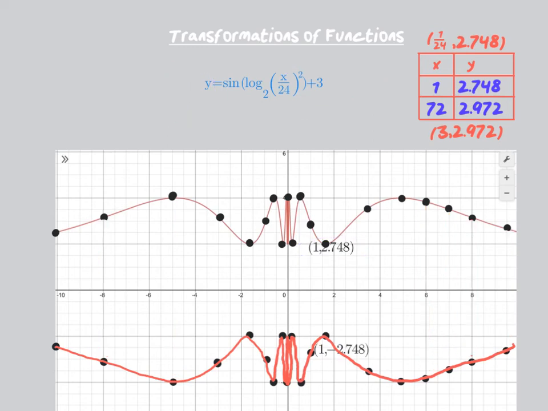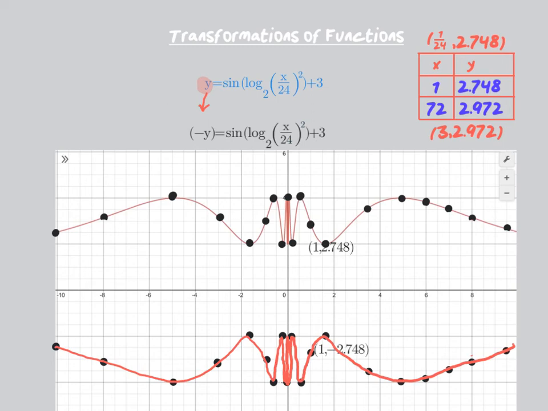Well, congratulations if you figured it out. You just have to replace the y with negative y, right? Because each y value becomes the negative of itself. So if you want the y to be negative of itself, just multiply by negative 1 and it will be the negative of itself. So our new equation here is simply negative y equals sine of log of x over 24 squared base 2 plus 3.